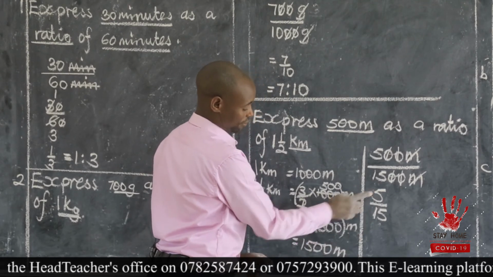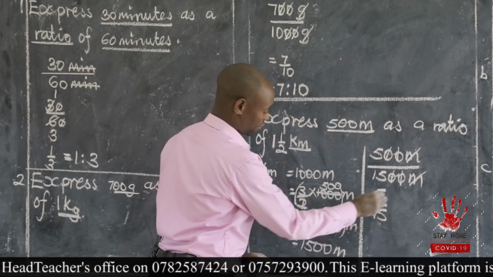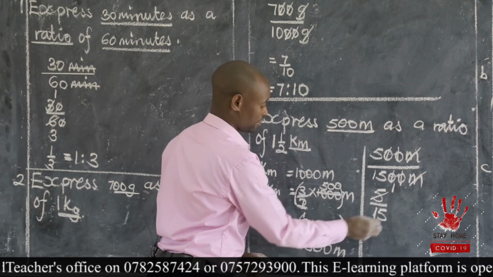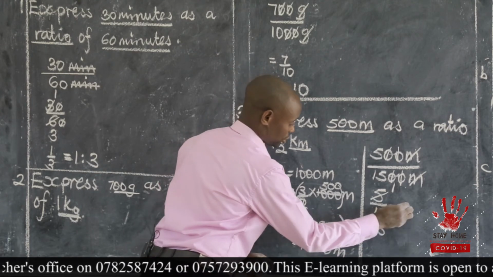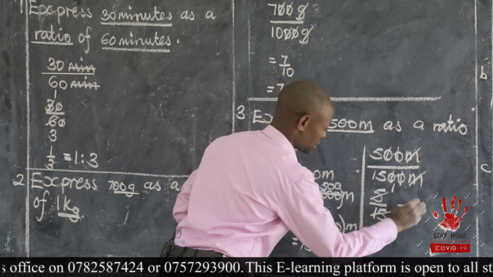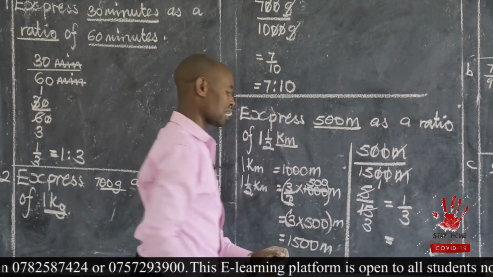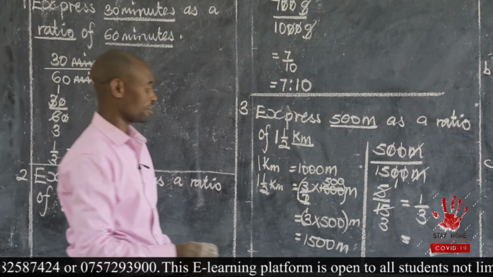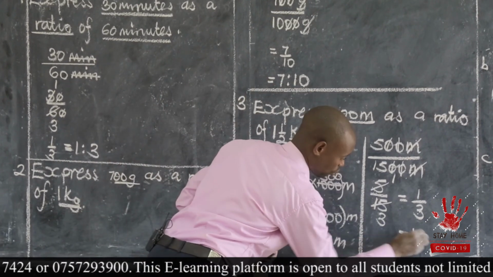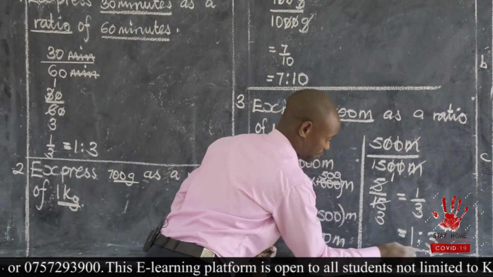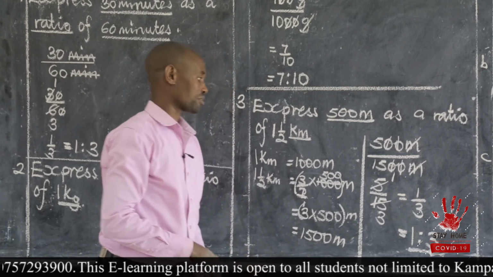5 can reduce 5 and 15. So divide by 5, 1. Divide by 5, 3. So it means 5 out of 15 will give me 1 out of 3. So what is 1 out of 3 in ratio form? It is going to be 1 to 3.